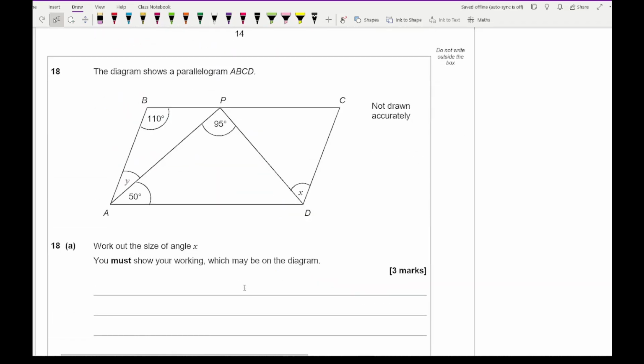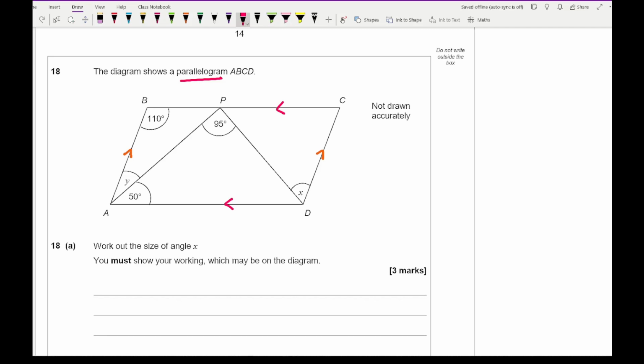Moving on to question 18, it says the diagram shows a parallelogram ABCD. Work out the size of angle X, and you must show your working, which may be on the diagram, which is great. So looking at this now, because it's a parallelogram, this line here is going to be parallel to this line here, and this line here, BC, is going to be parallel to AD. That's a fact because we know it's a parallelogram. Another property of a parallelogram is that opposite angles diagonally are equal and angles sharing the same side are supplementary, so they add up to 180.